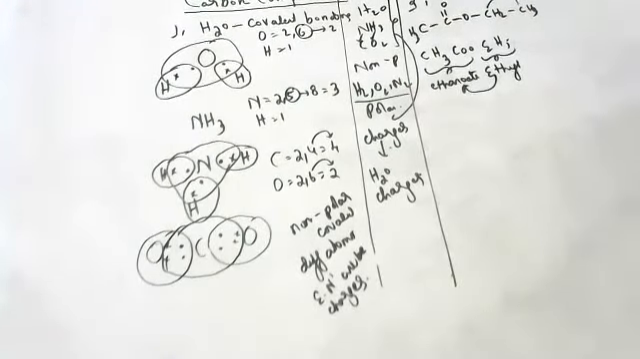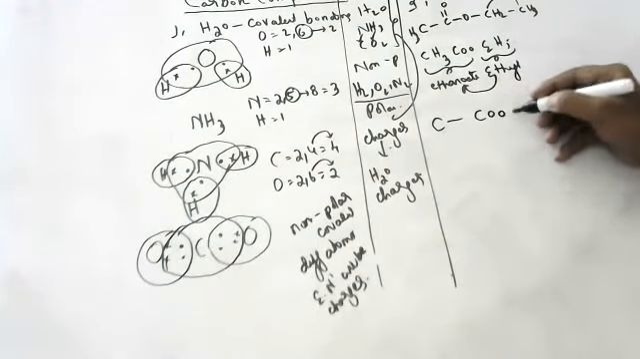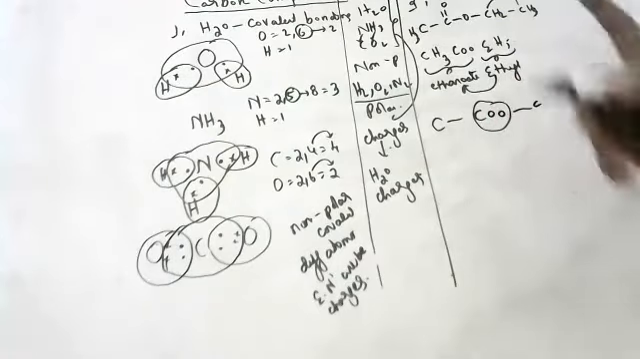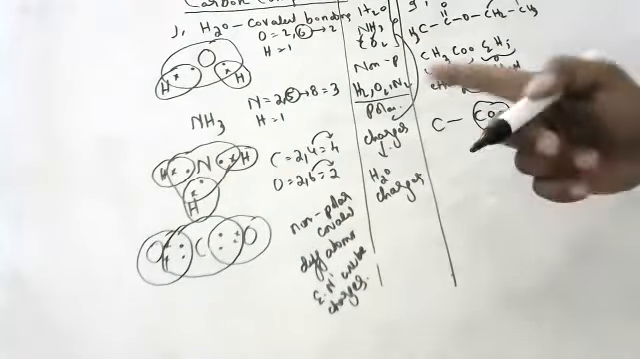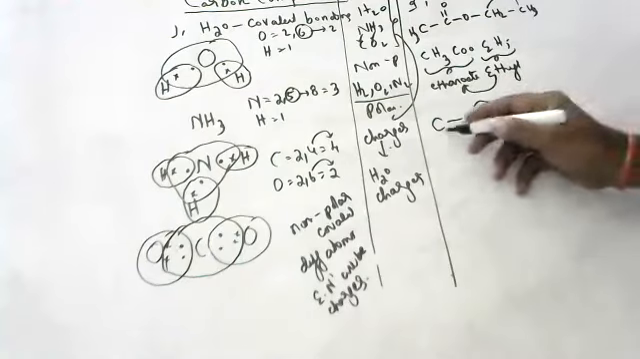Do you remember esters? The basic ester is possibly COOC. This is the base minimum. Three carbons should be there, because the ester group will come in the middle only. If the ester group goes to the corner, it will become a carboxylic acid. Minimum three carbons are required to form esters.